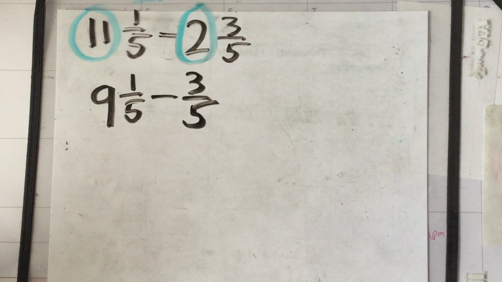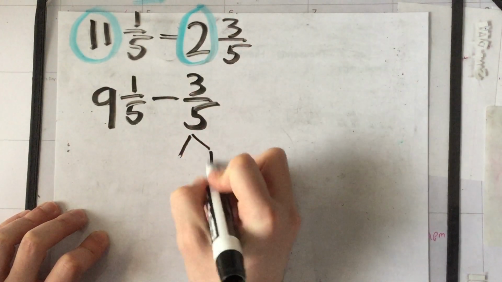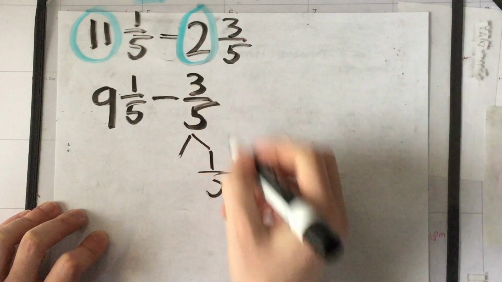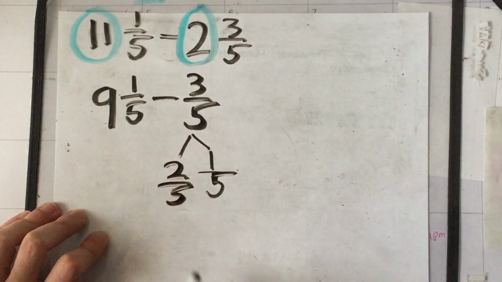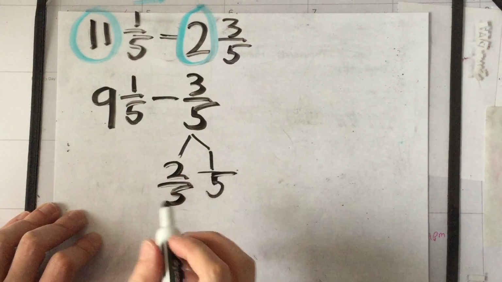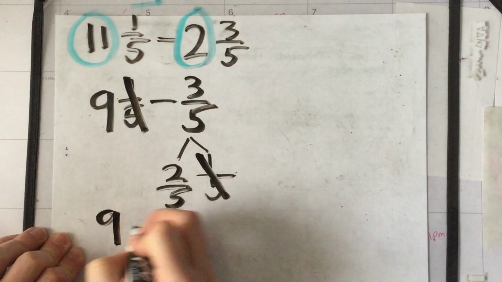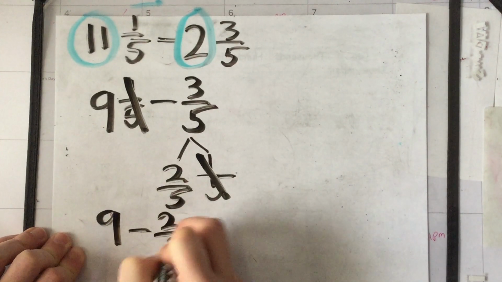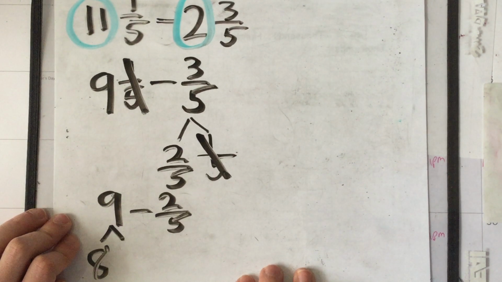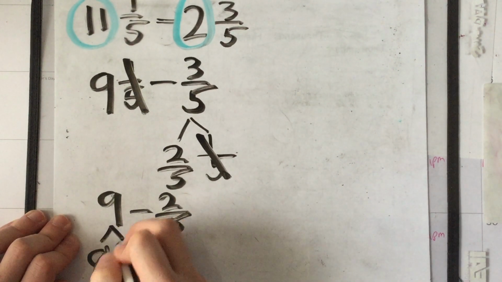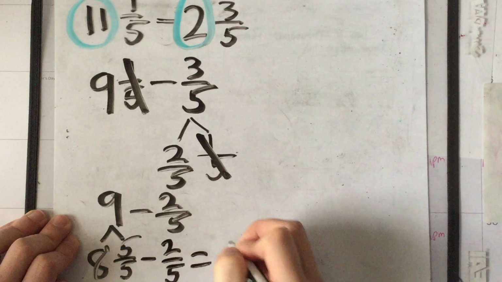Now we have a question like we just did. So what I can do is I can say, okay, I know I can find 1/5 in here. 3 minus 1 is 2. And I need some more fifths because I need to do 9 minus 2/5. So if I pull out one whole, that's going to be 8 and 5/5 minus 2/5.